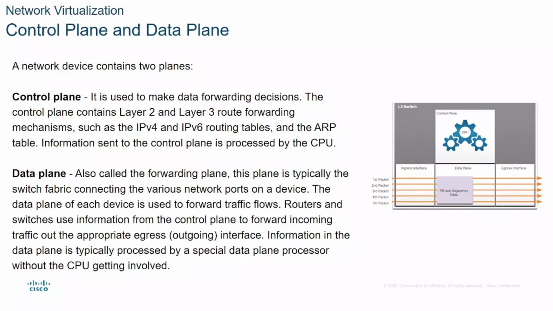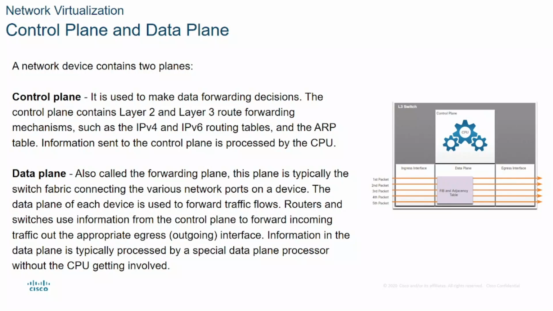A network device contains two planes: the control plane and the data plane. The control plane is used to make data forwarding decisions. The control plane contains layer 2 and layer 3 route forwarding mechanisms, such as the IPv4 and IPv6 routing tables and the ARP table. Information sent to the control plane is processed by the CPU.